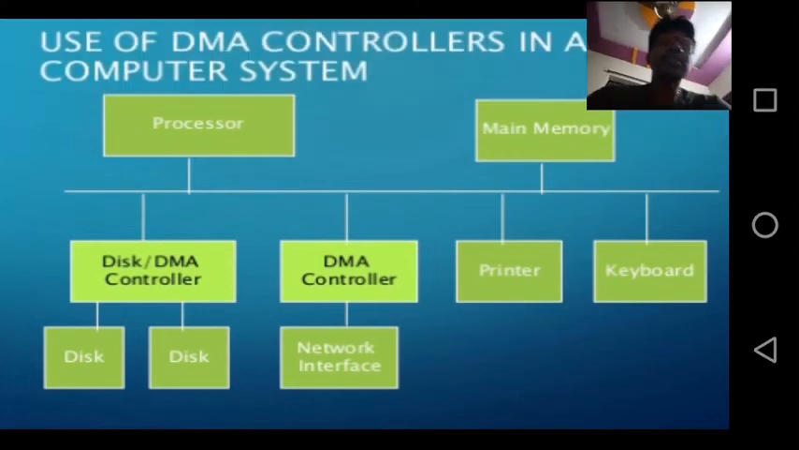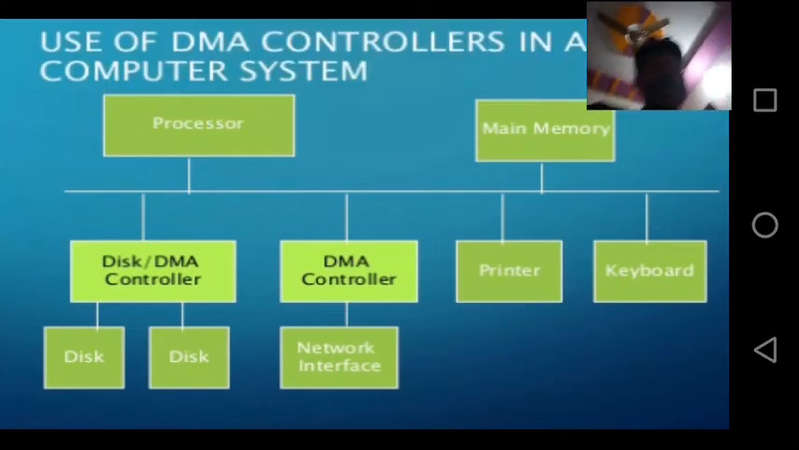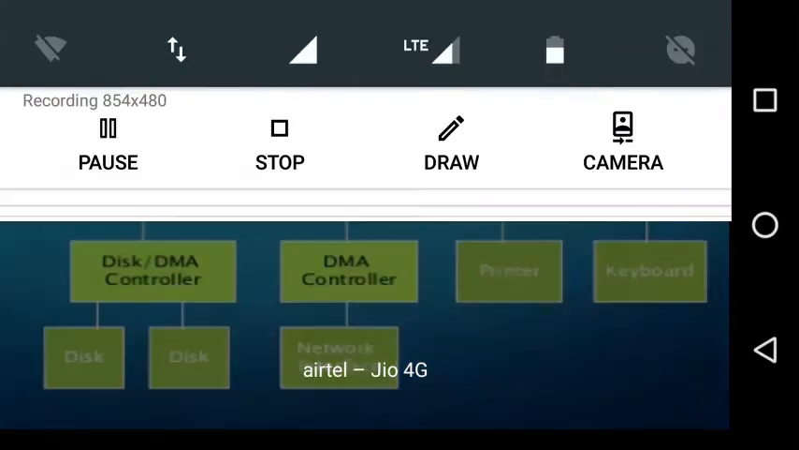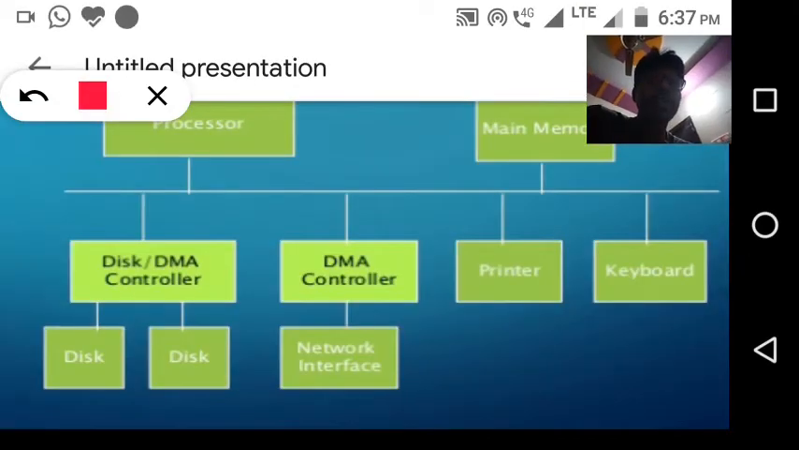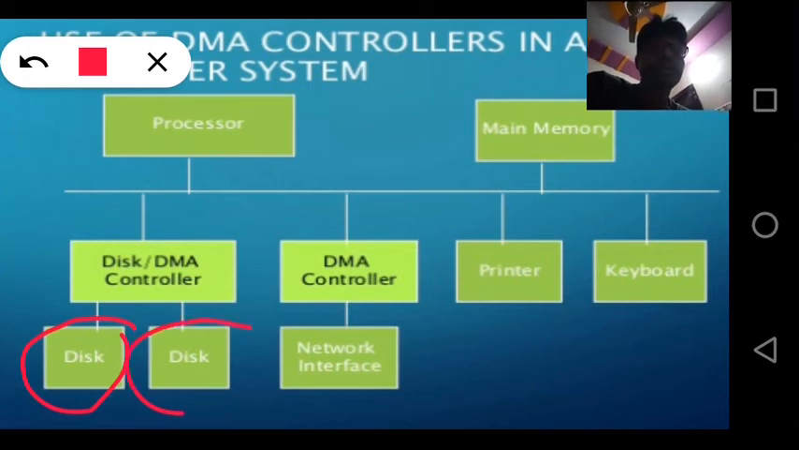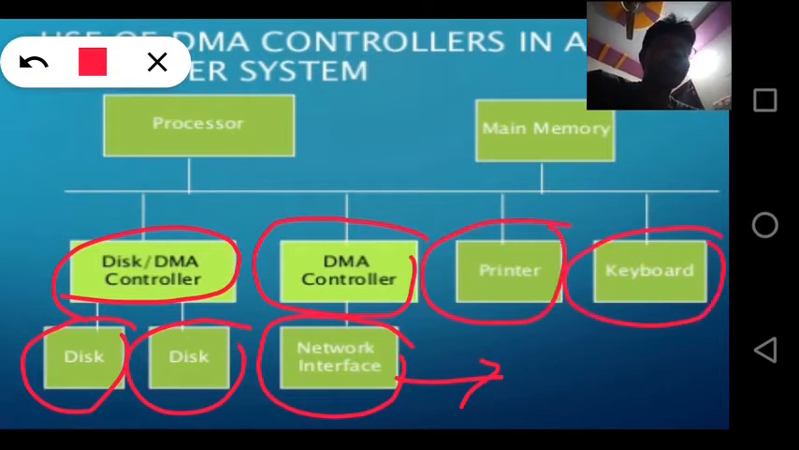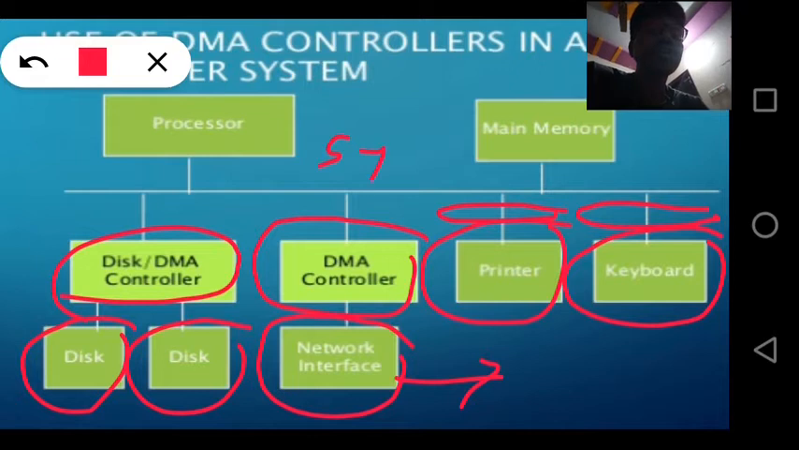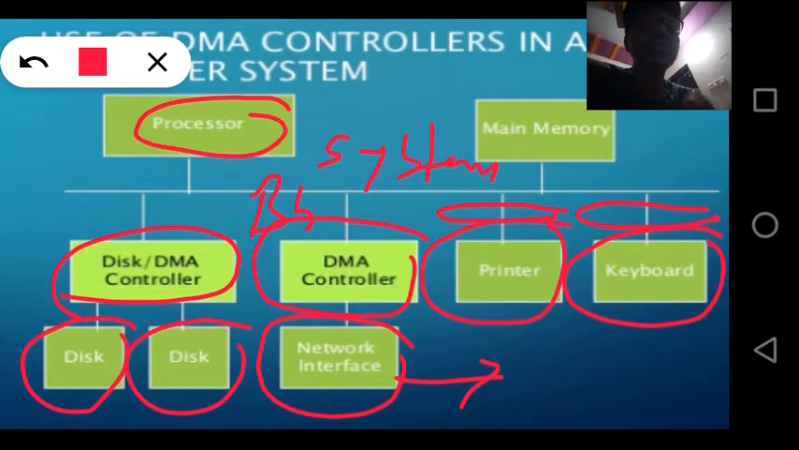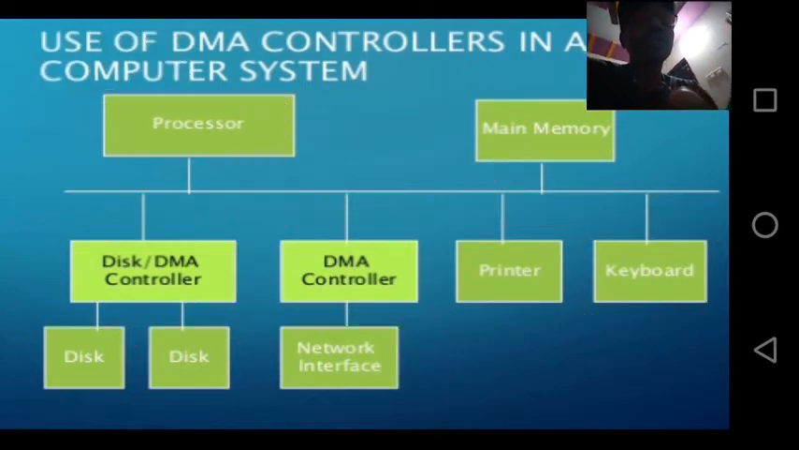Now let's look at the diagram. Here we have a disk and a disk controller or DMA controller. A network interface is also connected to the DMA controller, and the printer and keyboard have dedicated device controllers. These are sharing the system bus. This is my processor and this is the main memory.